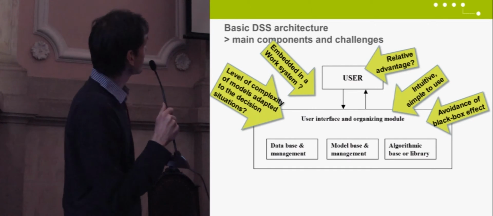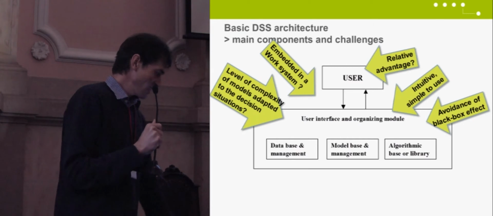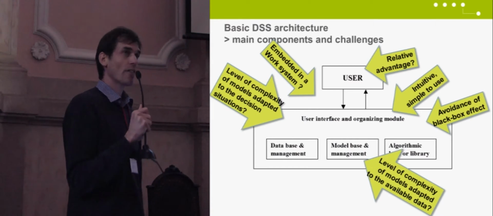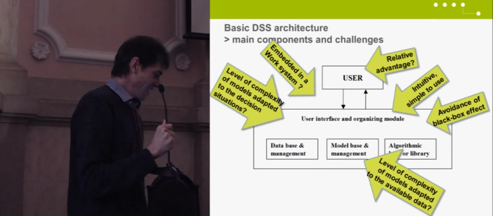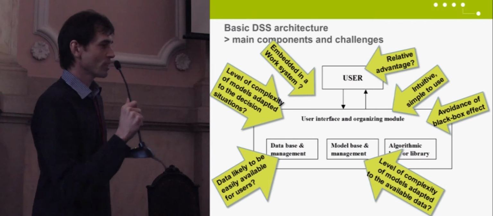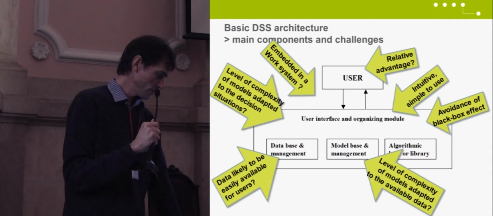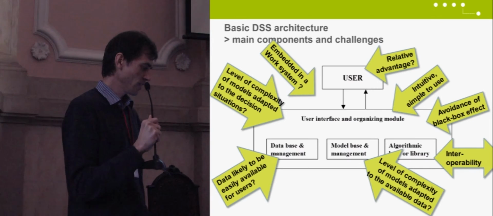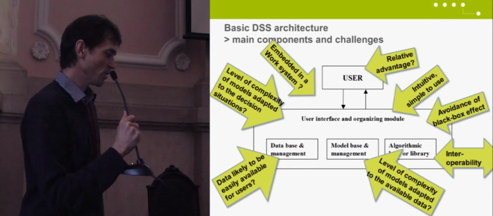Then the level of complexity should be adapted to the decision situation. The level of complexity of the models should also be adapted to the available data. Good. Difficult, we see. And then it's important to develop a system which works with data that users have or are likely to have. And another major aspect is interoperability. Not the idea that you build a system of its own, but that it is compatible with other systems.